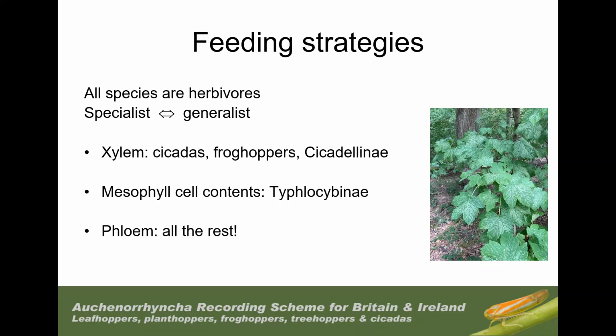So that explains about 100-something species, and then all of the rest are leafhoppers and planthoppers that feed on the phloem.